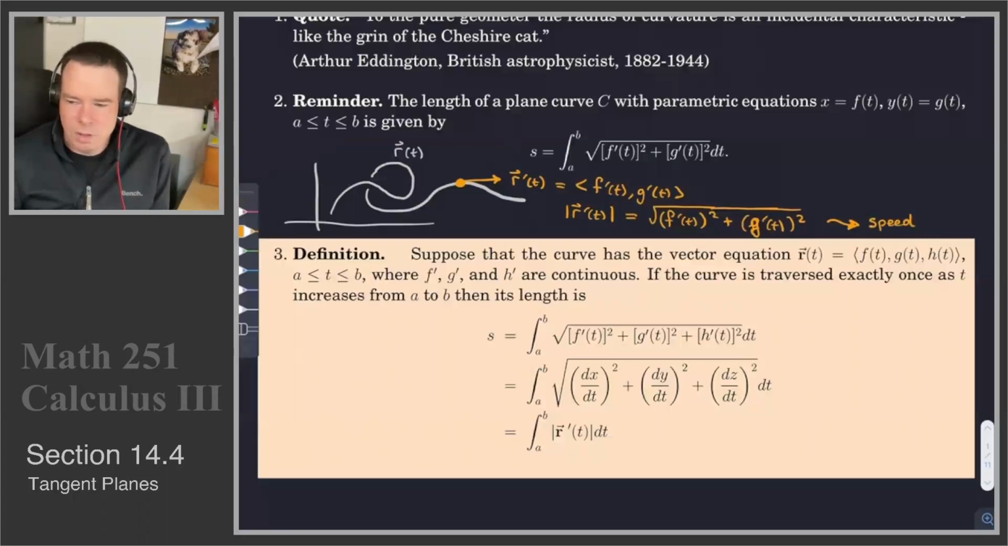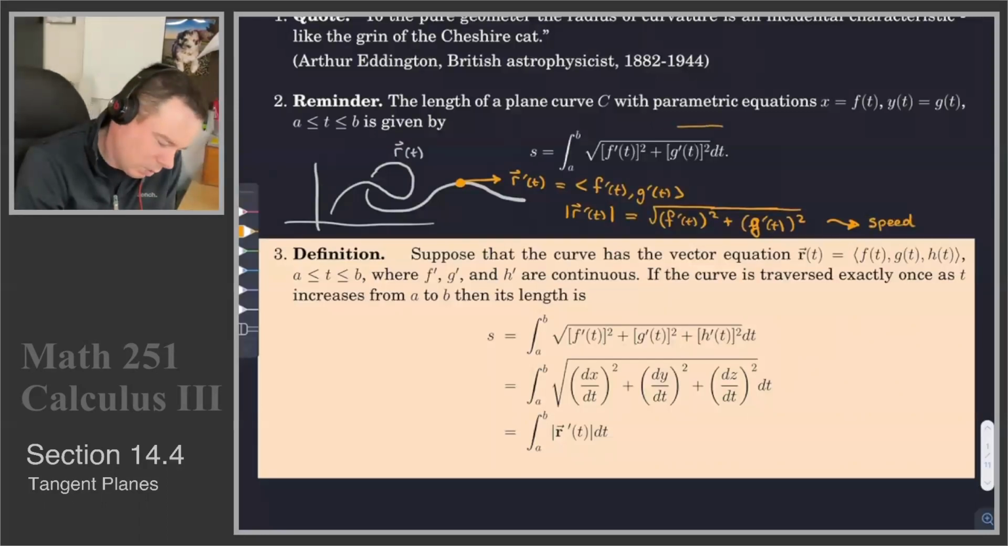And so if that's our speed, then integrating speed is our distance. So if the derivative of our position, the rate of change in our distance traveled, is speed, then the integral of speed would be our distance traveled. And that's what this formula is really saying.